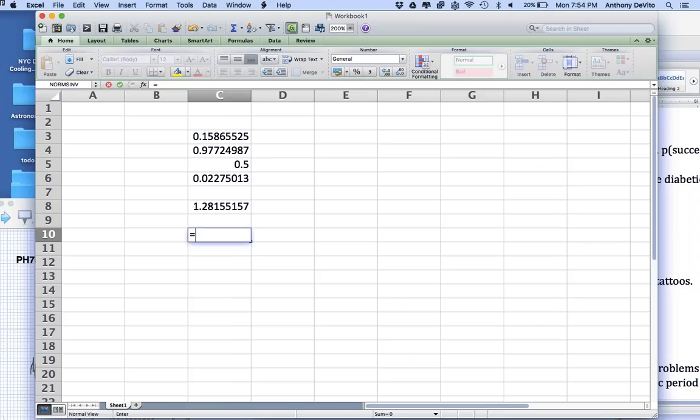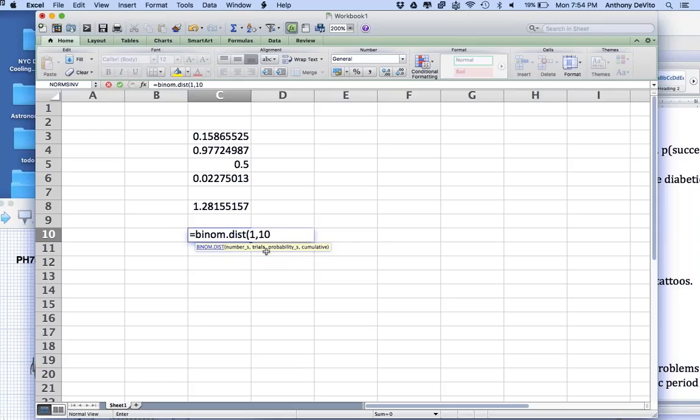Equals binom.dist. I could use .dist, but I usually just use dist. Put in parentheses, and it asks me for the number S. That's the number of successes, I'm sorry, not trials. Number underscore S is the first thing it's asking for. What's the number of successes we're looking at here? Exactly one. One. Comma, the number of trials.